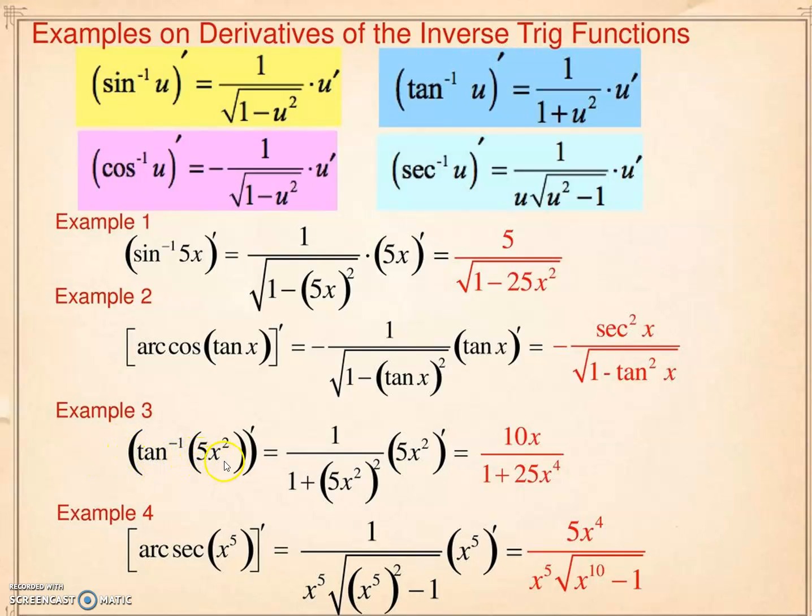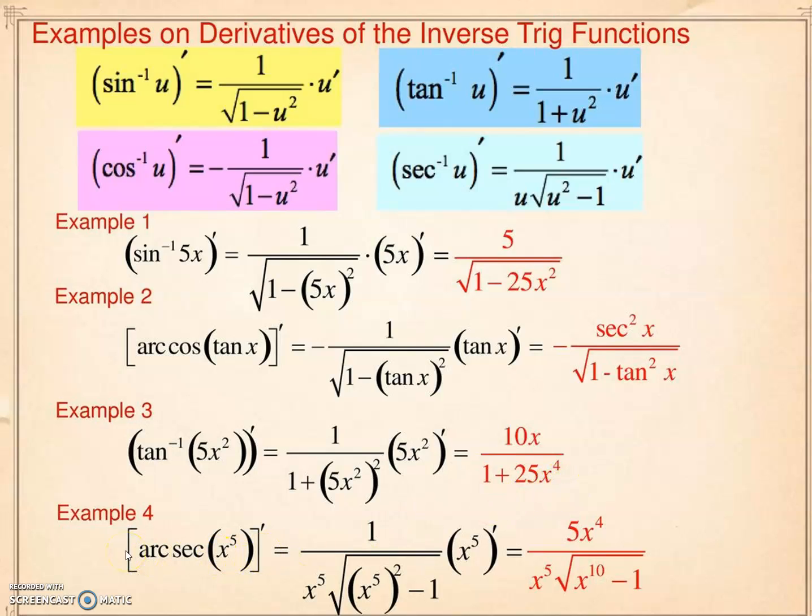Now tan inverse of 5x squared. Here u is 5x squared. The derivative of tan inverse u is 1 upon 1 plus u square, so 1 upon 1 plus (5x square) squared, into the derivative of 5x square. The derivative of 5x square is 10x. So the answer is 10x upon 1 plus 25x raised to 4.